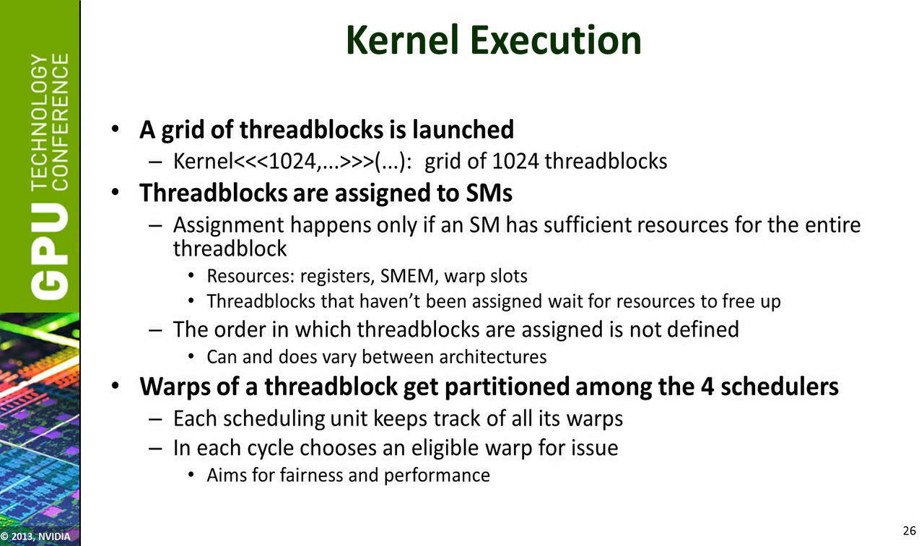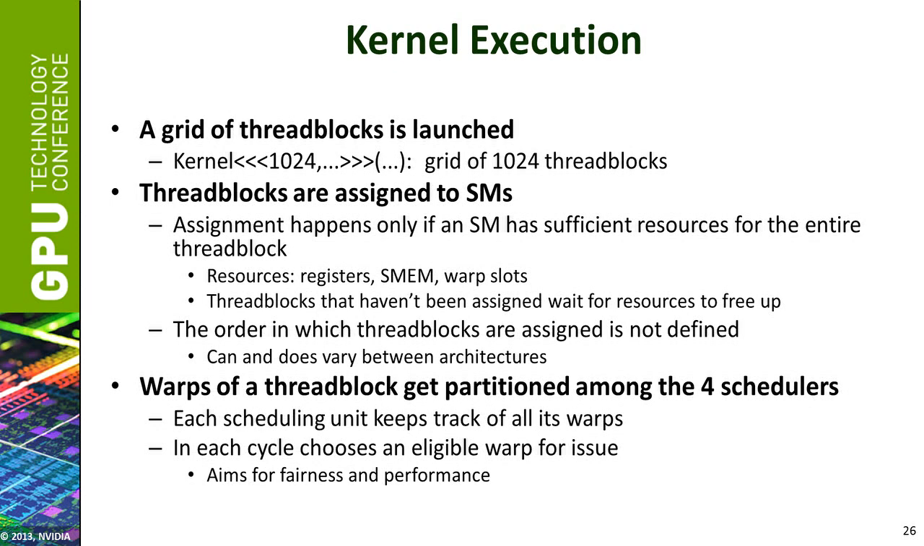So we look at a set of thread blocks and start assigning them to different SMs. A thread block is assigned to an SM if that SM has resources available. And resources mean registers, shared memory, and things like warp slots, thread block slots, and so forth. So if an SM can execute a thread block, it will take the next one if it's available. Thread blocks that haven't been assigned wait for resources to free up, and we really assign thread blocks at thread block granularity.